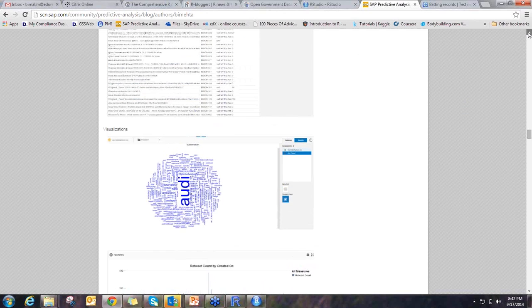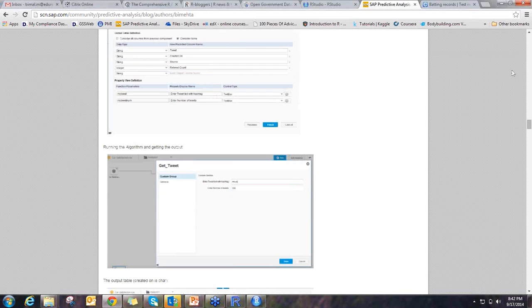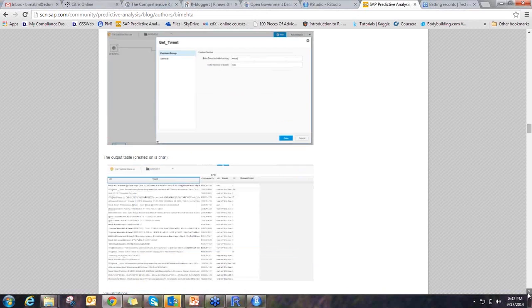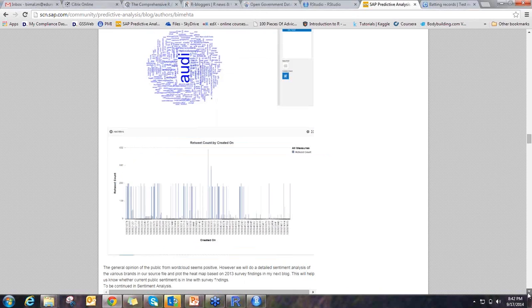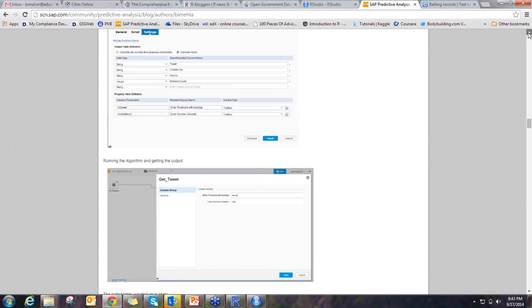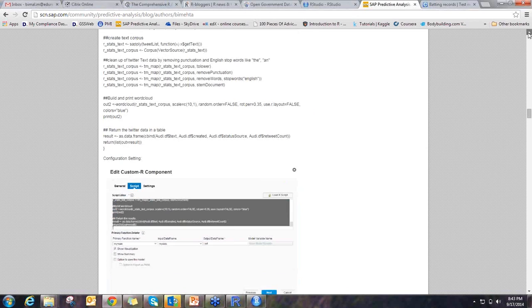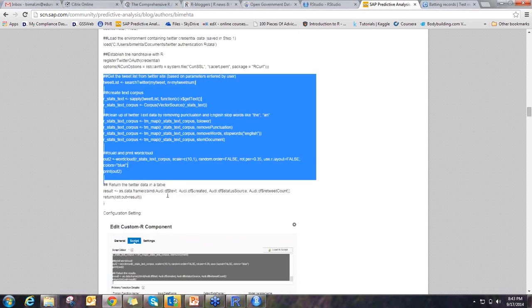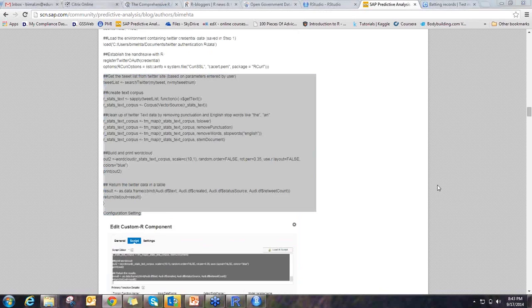The code I've also given there. If you want, you can take the code as it is. If you go down over here, I've given the code also. You can take that code and it will create a word cloud. See this? This is the code.